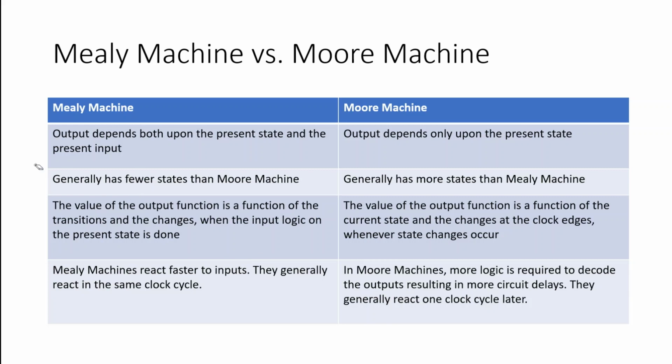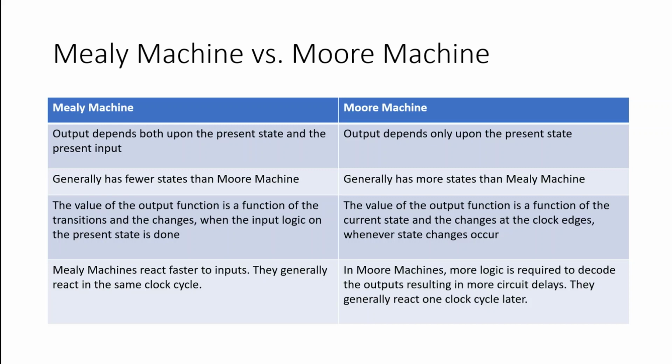So just a quick comparison here between Mealy and Moore machines. For a Mealy machine, the output depends both on the present state and the present input, whereas in the Moore machine, it only depends on the present state. That's why we denote the outputs inside of the bubble of the Moore machine. Whereas in Mealy, we denote it from the state that we are transitioning from, as well as in combination with the input. Mealy machines generally have fewer states, as we just saw, whereas the Moore machine has, as the name implies, more states.